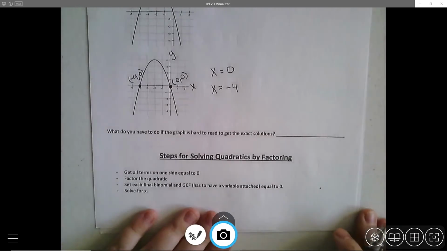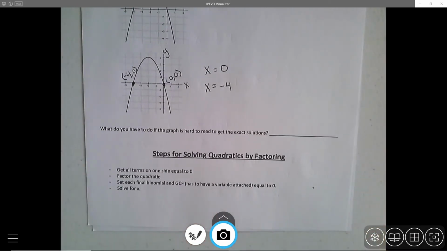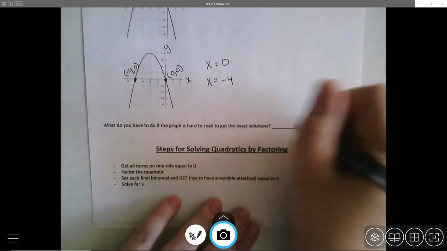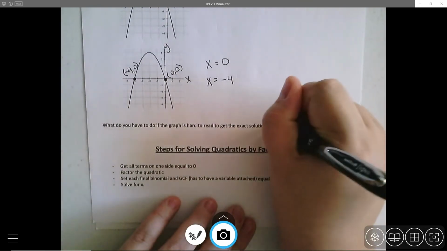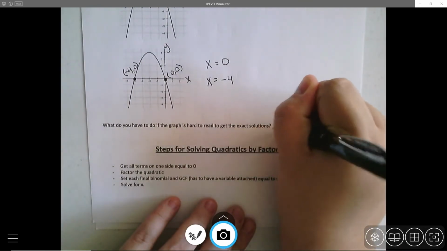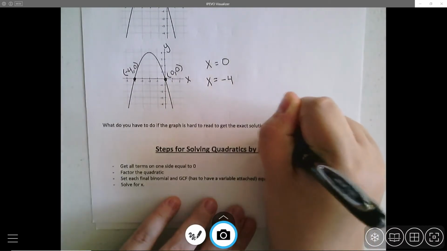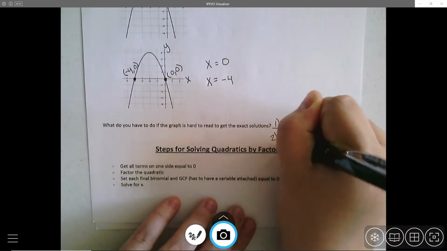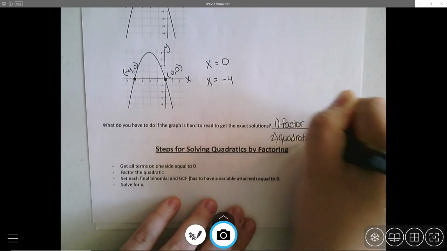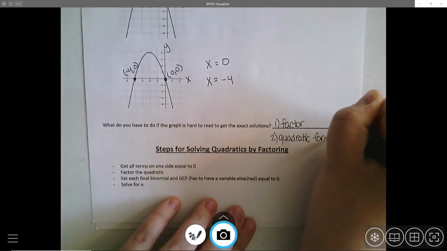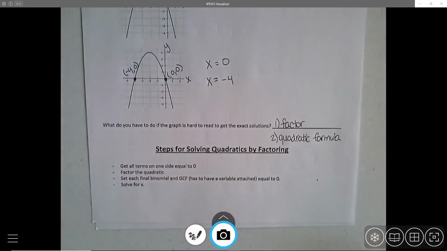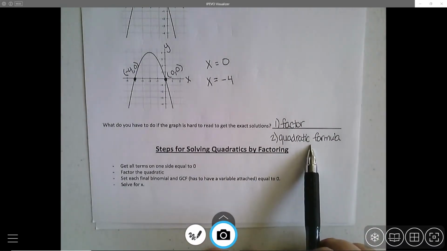So let's go down to this next question. What do you do if the graph is hard to read to get the exact solutions? What if our graph was difficult? That's where we have 2 options. We can factor, or we could use, like I said, the quadratic formula. If your graph is hard to read, these are your 2 options.